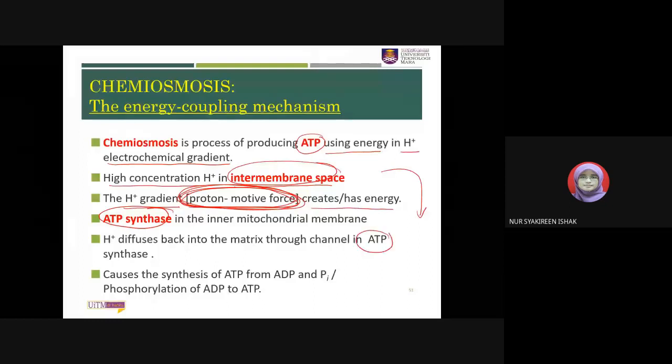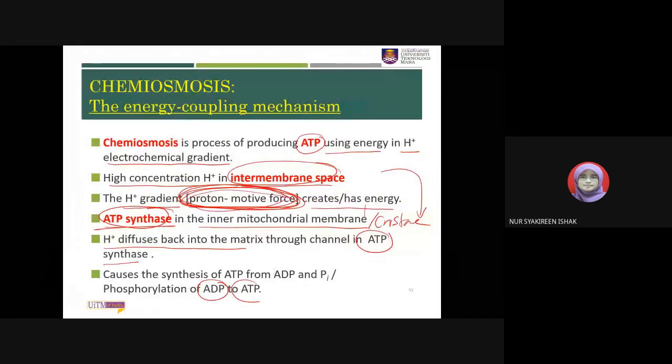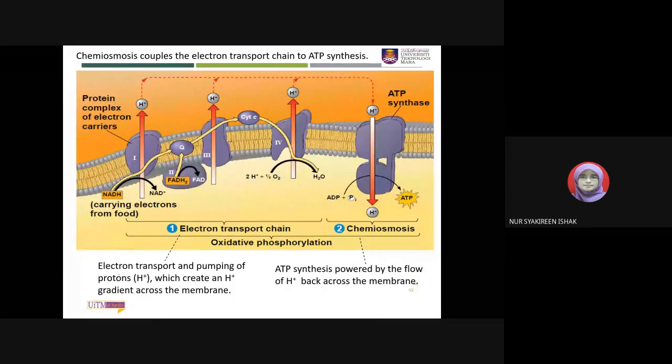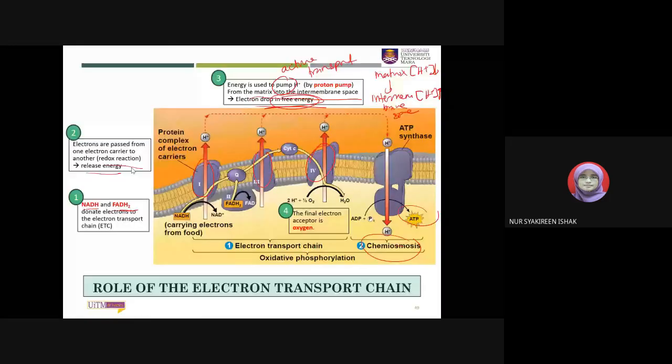So ATP synthase is embedded in the inner membrane of mitochondria ataupun krista. Okay, so hydrogen ion diffuses back into the matrix through the ATP synthase, causing ATP synthase to synthesize ATP. It phosphorylates ADP and becomes ATP. Okay. Istilah ni awak kena ingat ni. Dia menghasilkan proton motive force ni. So it says here electron transport and pumping of proton creates a proton gradient across the membrane. Okay. So from low to high and then back high to low. Active transport in this part, passive transport in this part. Okay.